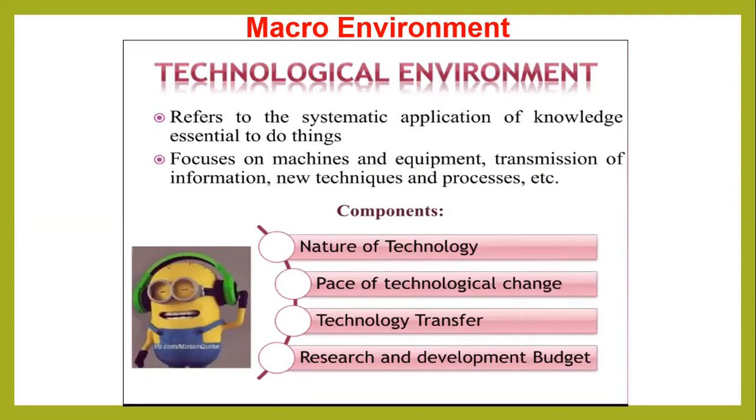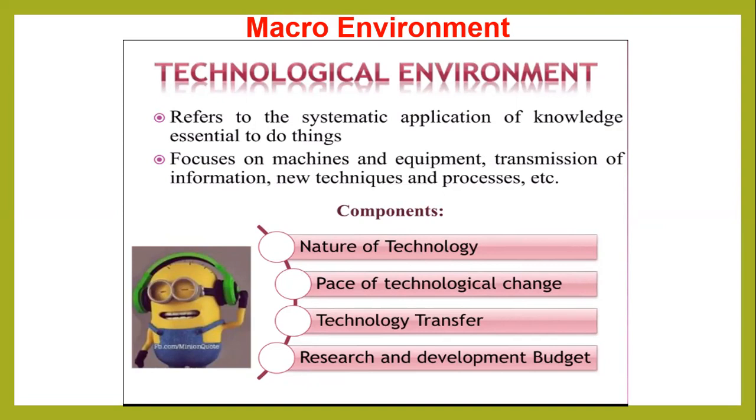What do you mean by technology? Technology is nothing but the commercial application of science. In other words, it refers to the systematic application of knowledge essential to do things, and focuses on machines, equipment, transmission of information, new techniques, processes, etc. So what does the technological environment consist of? It consists of many things, such as the nature of technology. What type of technology are we using to convert the raw material to finished product?